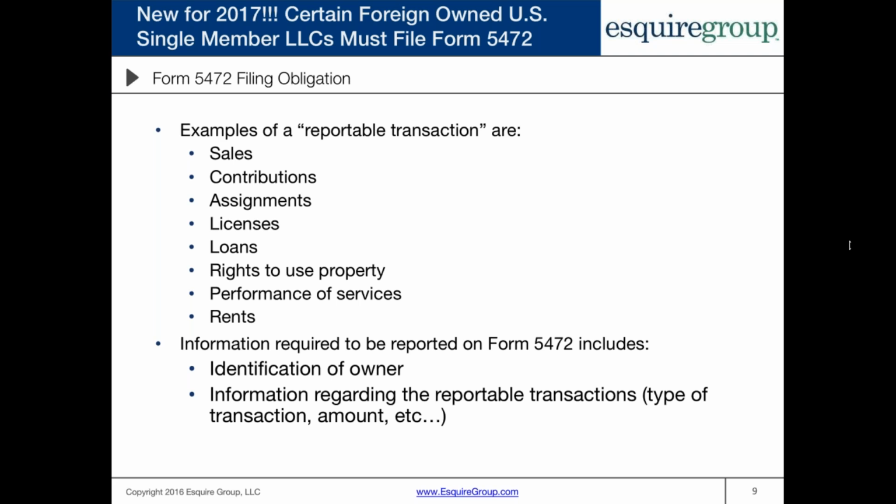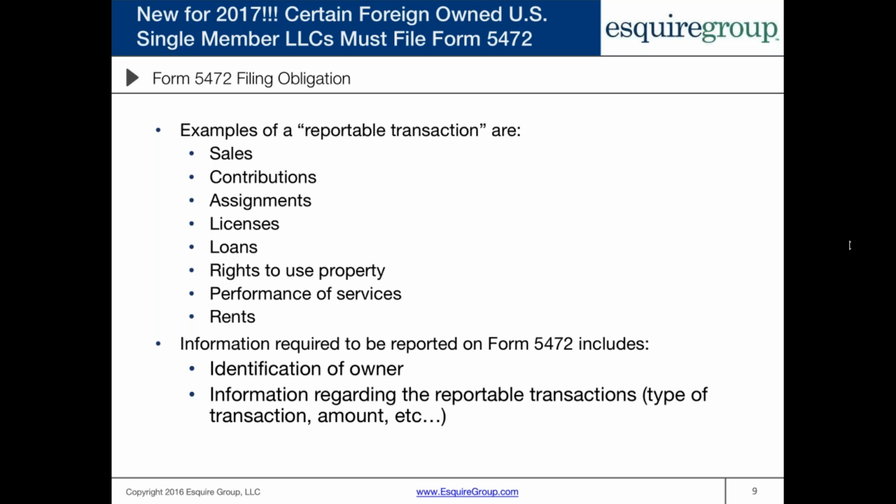I think one of the other ones that is very important is what happens, for example, if the foreign parent of the U.S. LLC gave the U.S. LLC a loan. That would also trigger the 5472 filing requirement. And vice versa, if the U.S. LLC gave the foreign parent a loan, that would also trigger the 5472 filing requirement.